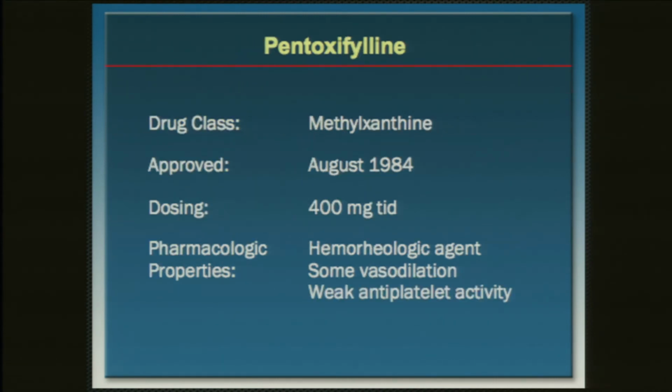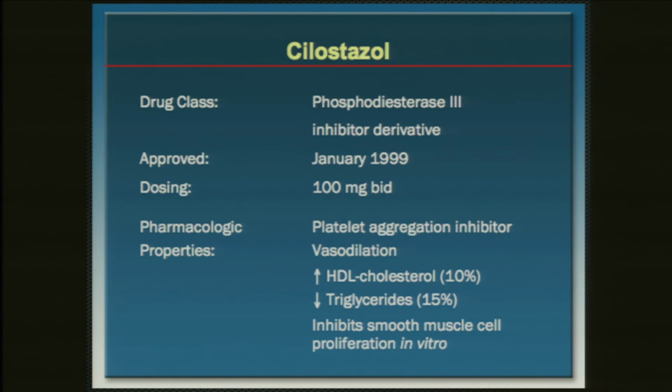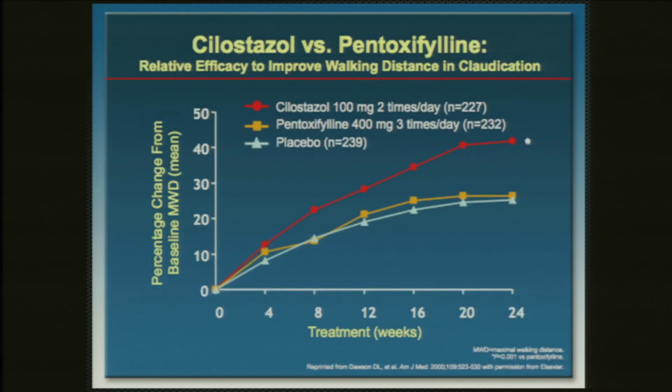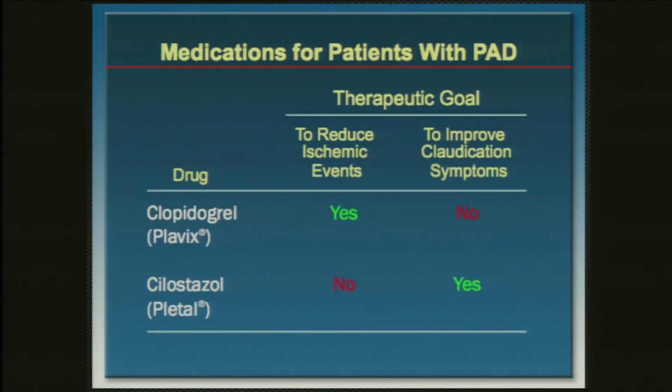If that doesn't work, then there is pentoxifylline, then there is cilostazol or Pletal, which is given as 100 milligrams twice a day. It's a platelet aggregation inhibitor. It also causes some of the other beneficial effects. However, when we studied cilostazol or Pletal versus pentoxifylline, which is also called Trental, guess what? Pletal does so much better than Trental that I can't remember the last time I prescribed Trental. So everybody should get Pletal if they have intermittent claudication.